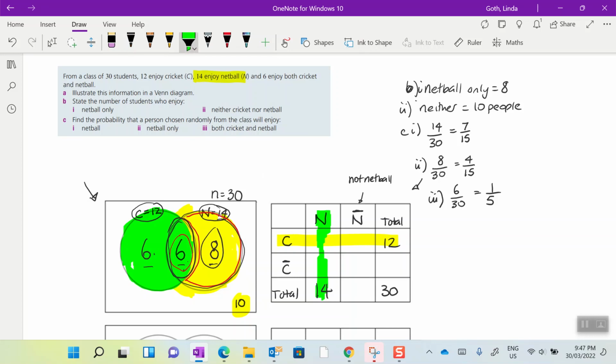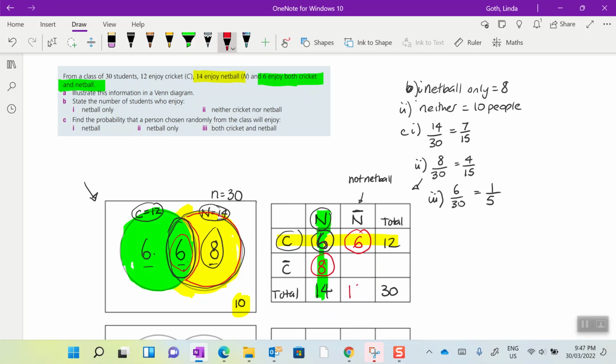Then I'm told that 6 enjoy both cricket and netball. So that 6 goes in here. Just looking at these columns, these people like netball and they like cricket. So that 6 goes in there. From here, we can fill in every other number, because these totals have to add up. So this 6 plus whatever goes in here has to add up to 12. So that'll be 6. The number in here, 6 plus this has to equal 14. So that will be 8.